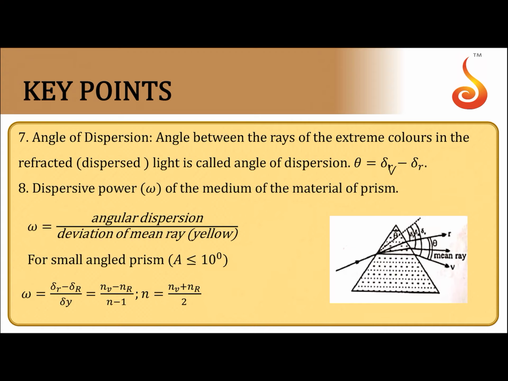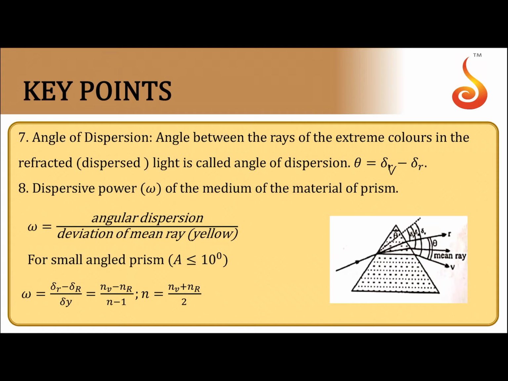Violet ray is deviated the maximum because mu for violet is maximum, and deviation of red is minimum. And dispersive power is defined as angular dispersion divided by deviation of the mean ray. Mean ray is yellow ray. Its deviation is somewhere in between violet and red. So that is why it is called mean ray.